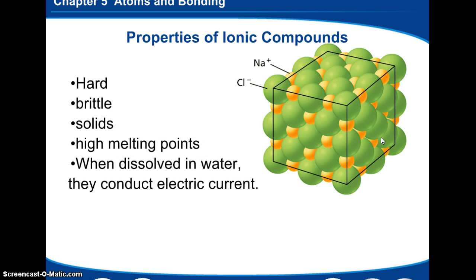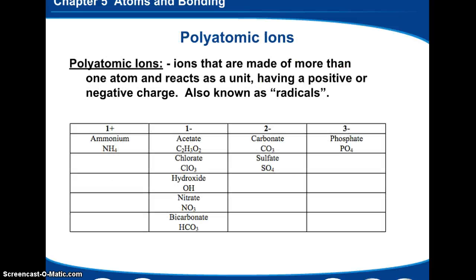to 0. Properties of ionic compounds: they're hard, brittle solids with high melting points. When dissolved in water, they conduct electrical current. Think of something like a salt. And these are some polyatomic ions. Poly means many, so many atom ions. They're made of more than one atom, resulting in a unit having a positive or negative charge. They're also known as radicals. We're going to be memorizing this list for a quiz. And just like the elements, you're going to have to know the name, the symbol, and the charge for it. That's it.